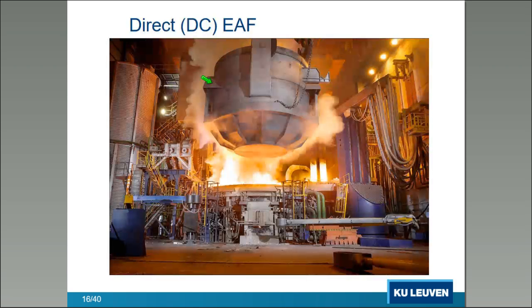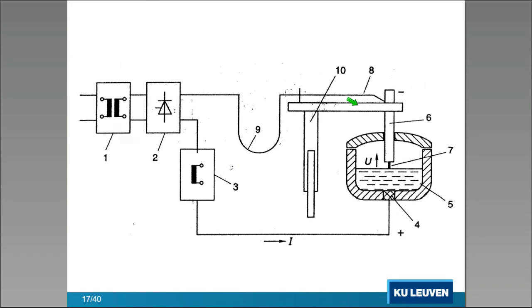Let's go now to the other system, the direct current electric arc furnace. Why do we see that this is a direct current electric arc furnace? Because you only have one electrode arm here, one electrode. And the electrical scheme is a little bit different.